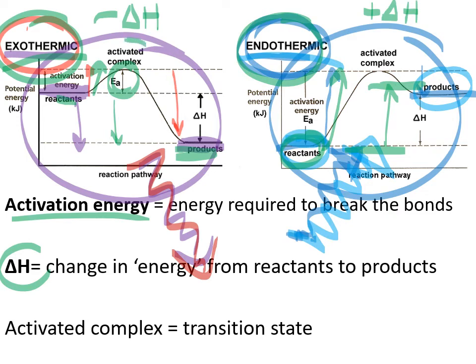This thing that is created that's temporarily there but not there for very long is called an activated complex or a transition state. It's what you get when you've broken the bonds but not yet formed your final products.